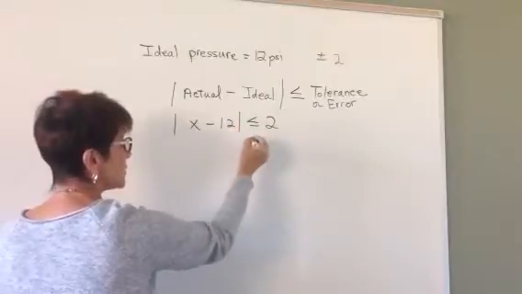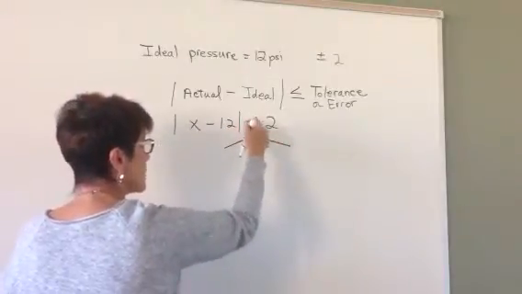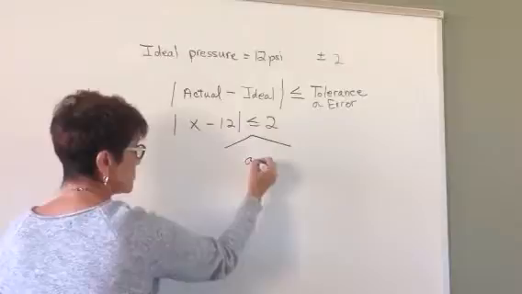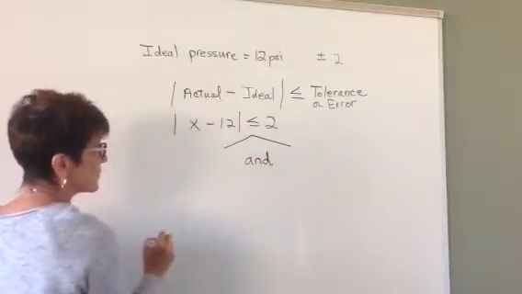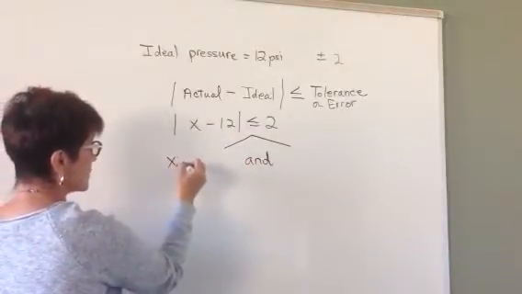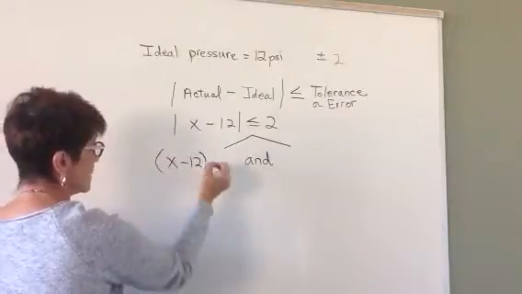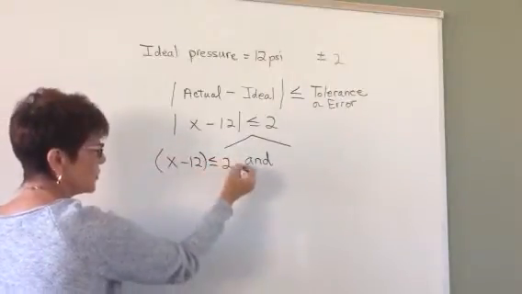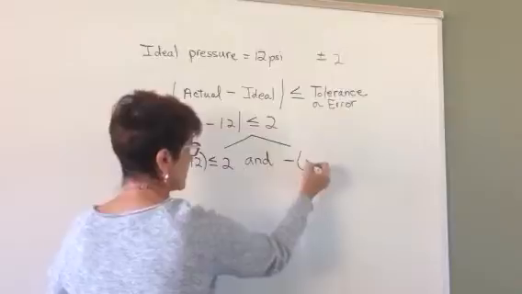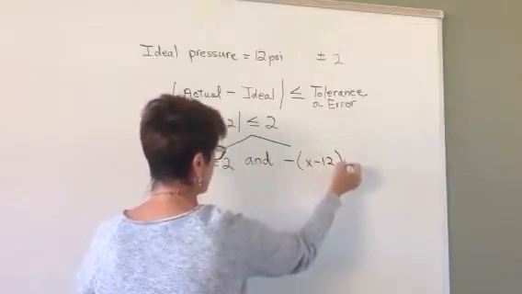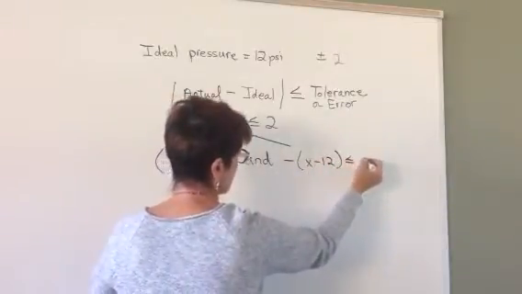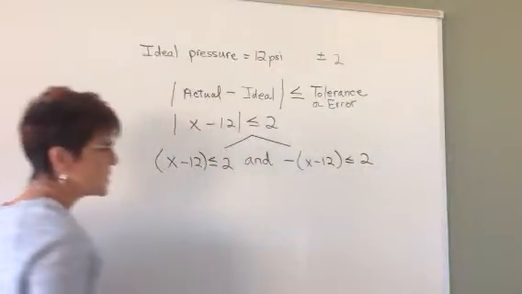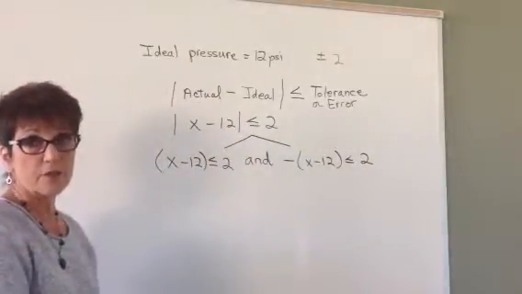Now I want to split this up into its two parts. This particular one is an and statement. I would say x minus 12 is less than or equal to 2, and the opposite of x minus 12 is less than or equal to 2. So there I'm using the definition of an absolute value.